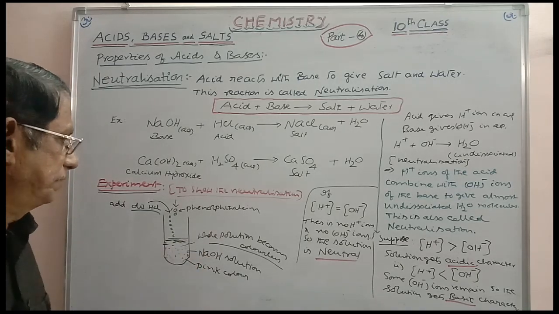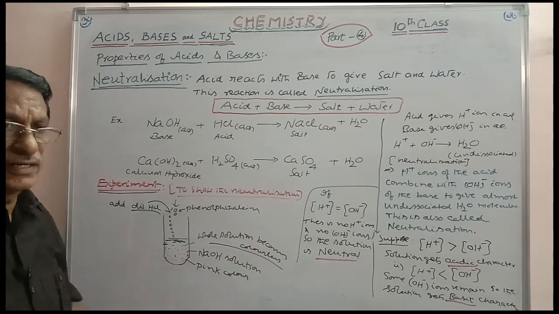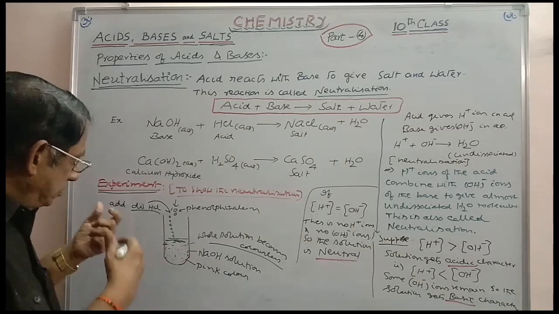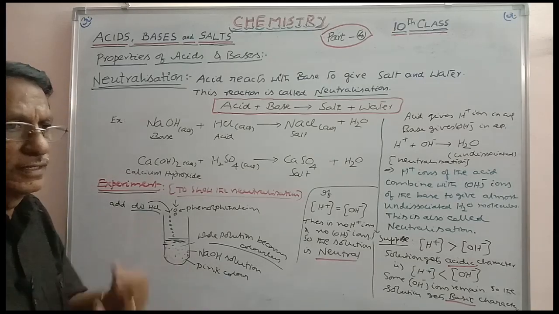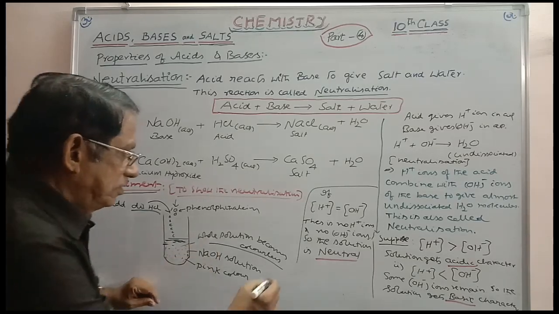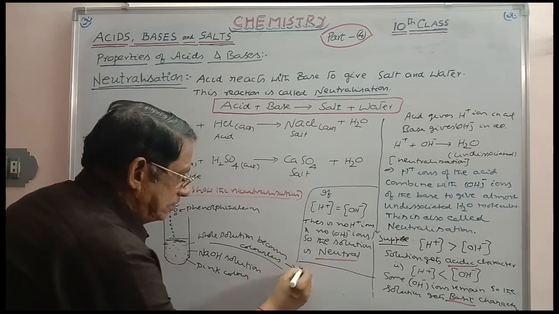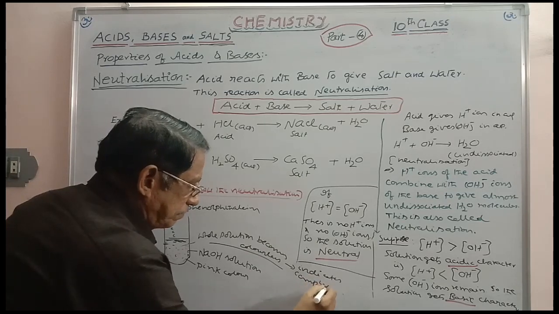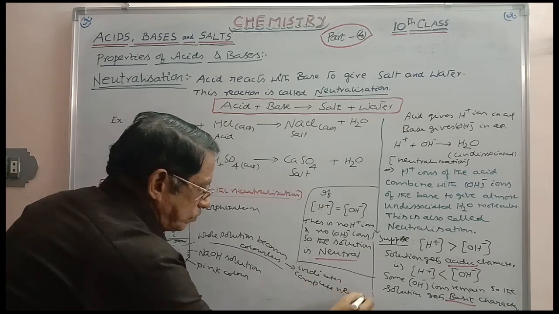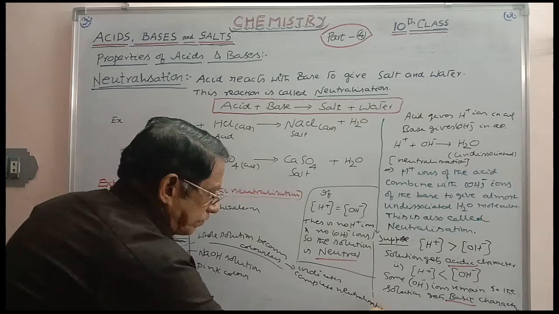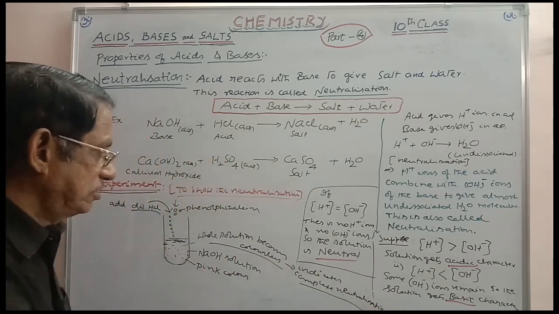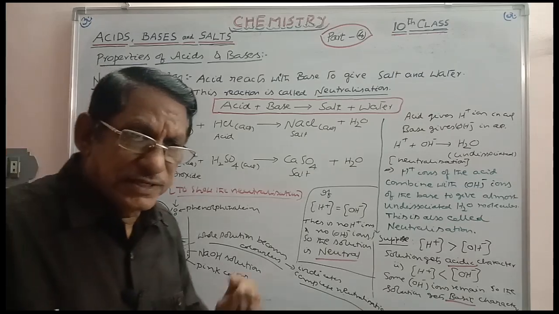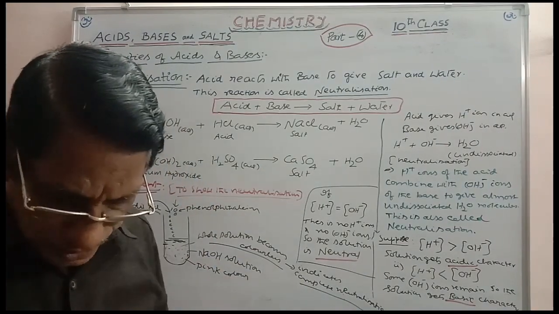Colorless solution is obtained. When a colorless solution is obtained, what does it indicate? NaOH is not present there. That means HCl is neutralizing NaOH. Colorless solution here indicates complete neutralization. After the complete neutralization, the whole solution has become colorless.